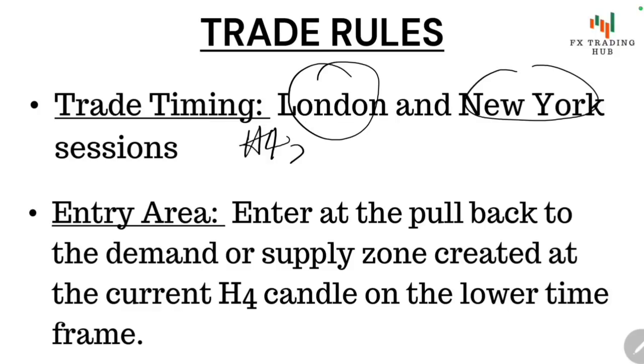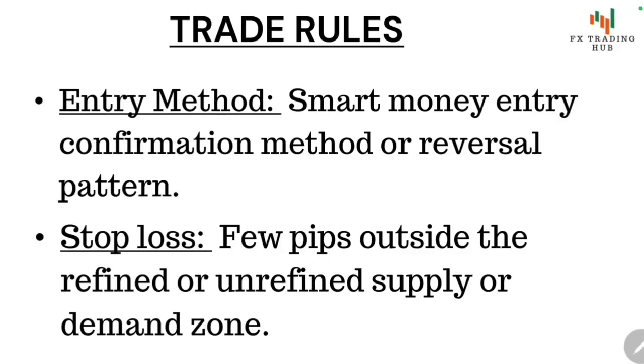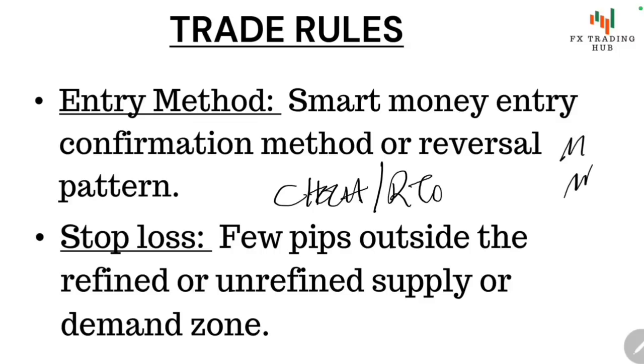Now, the trade entry area, as I've said, is just at the pullback to the demand or supply zone created at the current H4 candle on the lower time frame. That is your trade entry for this strategy. Now, for the entry method, you use your smart money entry confirmations method. You're talking about the change of character and the return to order block. Now, if you don't want to use the smart money entry confirmation method, you can use the double top formation or the head and shoulders formation, or the inverse head and shoulders formation for your entry. But I would prefer you use the smart money entry confirmations method, or the break of change of character and the return to order block.